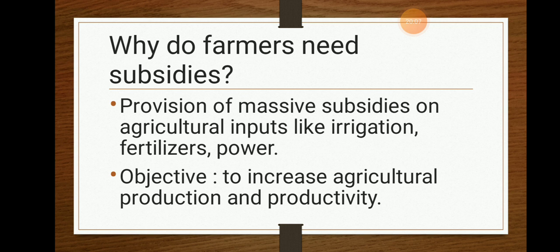And what is the objective? The major and only objective under agriculture is to increase agricultural production and productivity, so that the farmers develop themselves, and there can be development in the current economy. So this is one of the major reasons why farmers need subsidies: first for them to develop, and later to contribute to the economy.